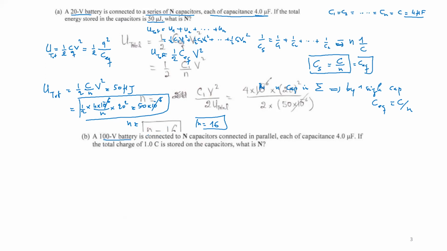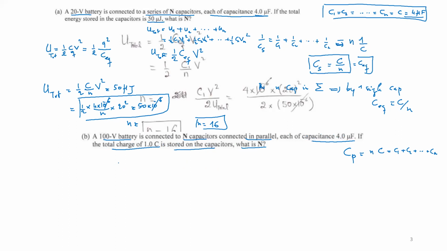I have a 10-volt battery, which is connected to N capacitors that are connected in parallel this time. Each of them has this capacitance. Okay, so I already demonstrated that C parallel will be just N times C. So C parallel will be C1 plus C2 plus Cn, and all of them are equal, and equal to 4. Good. Now, the question is very simple. If the total charge is 1 coulomb stored in the capacitors, what is N?